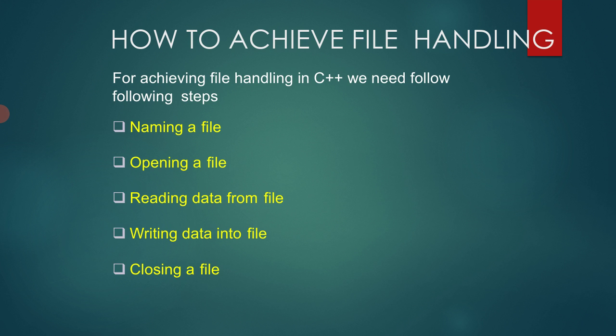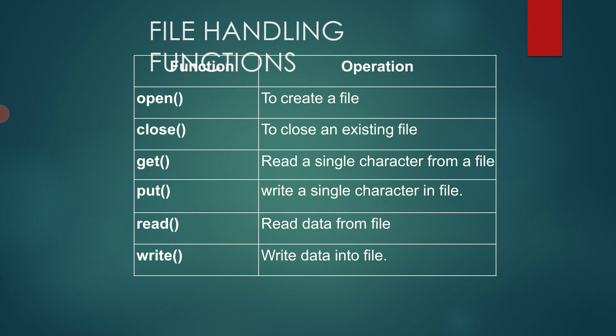Next is how to achieve file handling. For achieving file handling in C++, we need the following steps: naming a file, opening a file, reading data from a file, writing data into a file, and closing a file. Naming a file means you have to provide a name to a file. You open a file, perform read only operations on it, update it, that is write data into it, and close it.